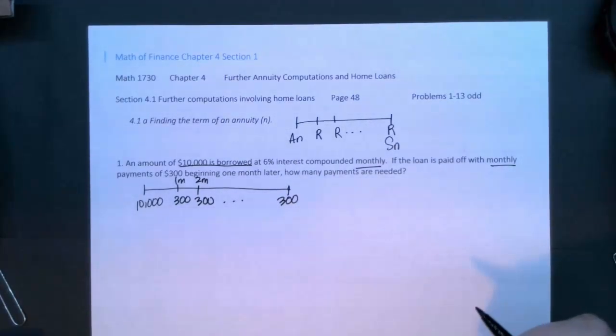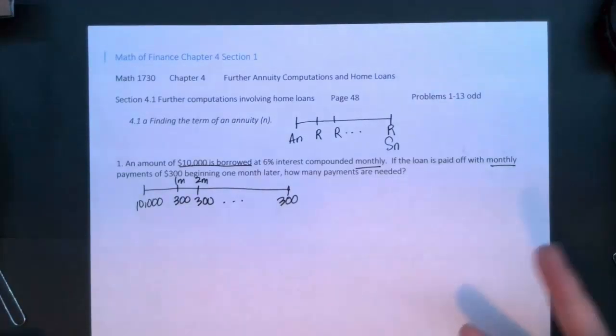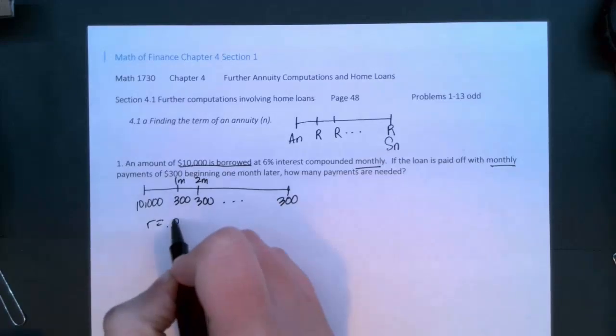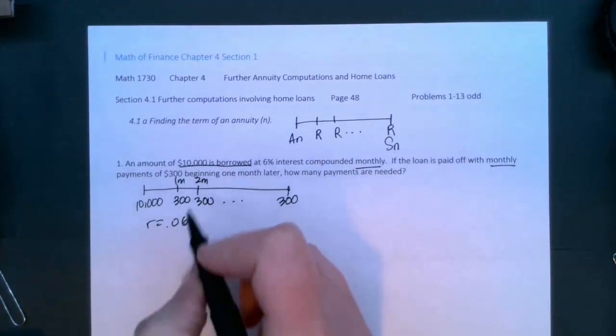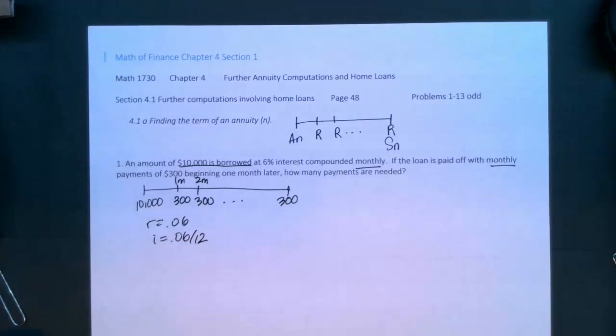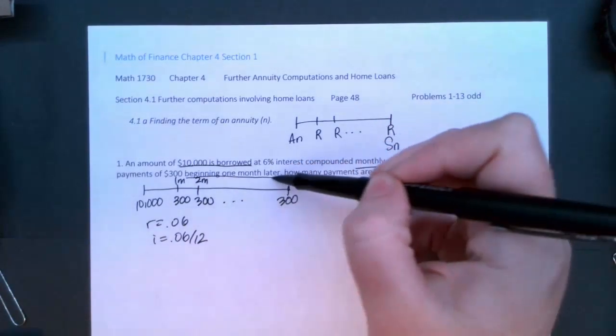And we want to know how many monthly payments are needed. So we're trying to figure out what n is here. And again, our interest rate is 6%, so 0.06. And that's compounded monthly. So that means i is 0.06 over 12. And now we're trying to find the 10,000. So again, we have that beginning 1 month later, and then it's borrowed.